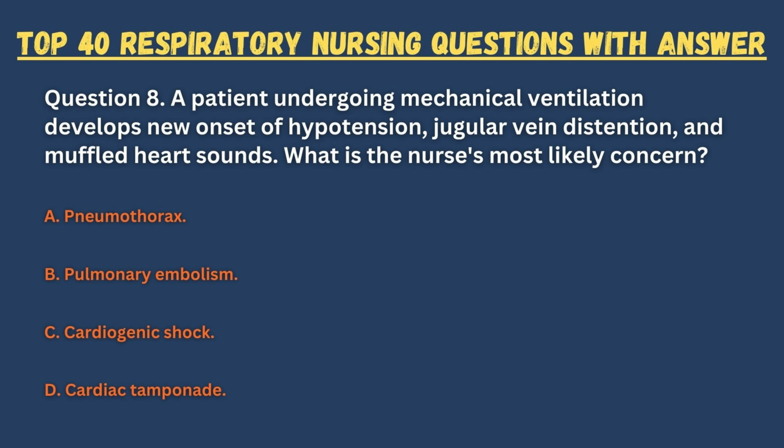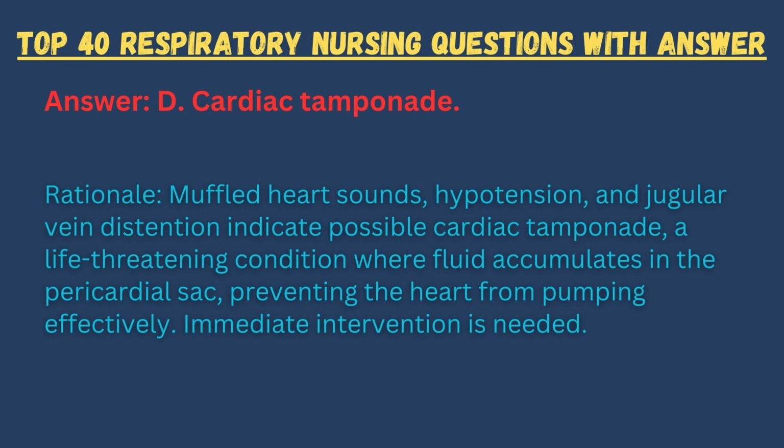Question 8. A patient undergoing mechanical ventilation develops new onset of hypotension, jugular vein distension, and muffled heart sounds. What is the nurse's most likely concern? A. Pneumothorax. B. Pulmonary embolism. C. Cardiogenic shock. D. Cardiac tamponade. Answer: D. Cardiac tamponade.